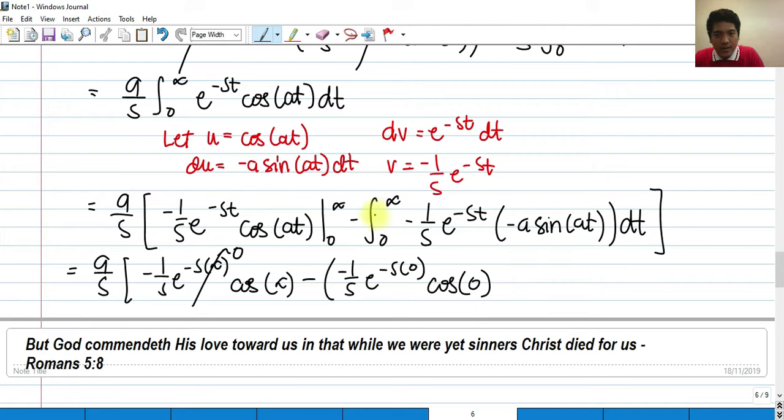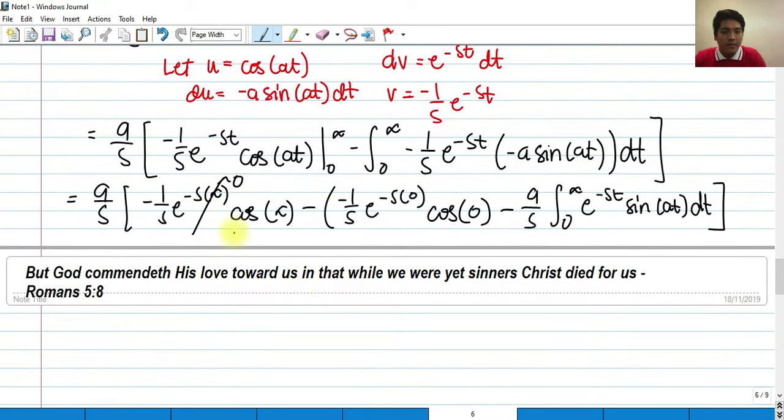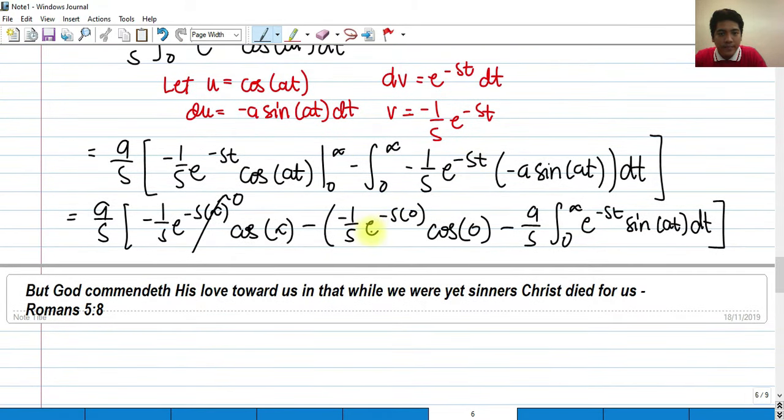And in this side, we can again factor out negative a, negative 1 over s, that's a over s. We have a minus sign here that would become a over s. We can factor out that integral from 0 to infinity of e raised to negative st sine of at dt, and they are all multiplied by a over s. So what will happen here is that e raised to negative s times 0 is e raised to 0, which is technically equal to 1, and cosine of 0 is technically equal to 1.